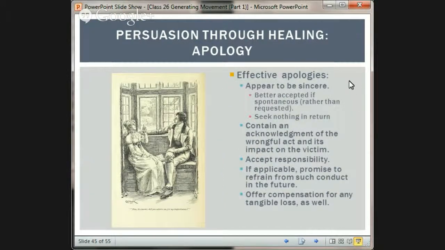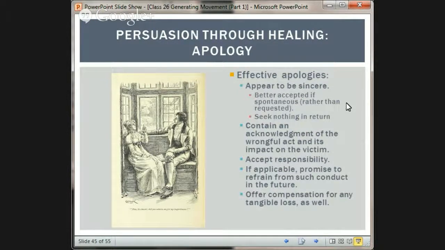Okay, to be effective, the apology has to be sincere. And it's better accepted if it's spontaneous rather than requested. Now, in mediation, I will sometimes ask someone if they could apologize for something. I'm almost always going to do that when I expect that they probably will say yes. But I can initiate the apology. I'm not going to tell them necessarily what to say, but I'm going to help them initiate it.